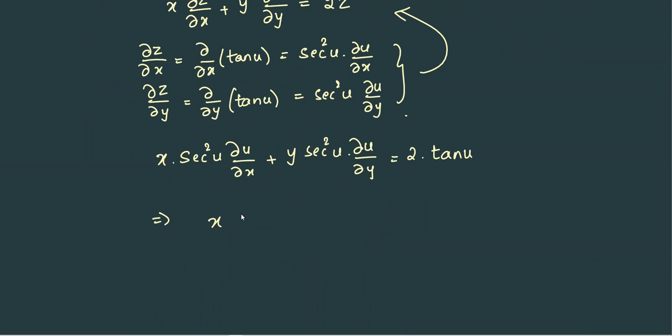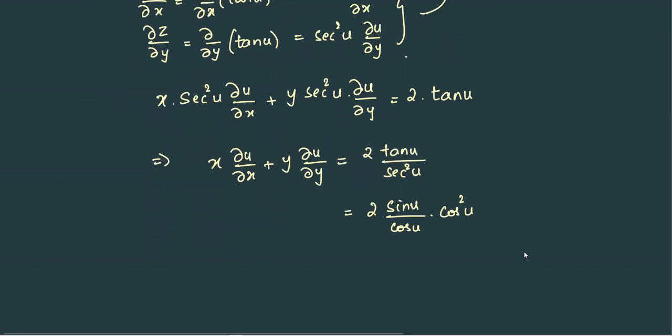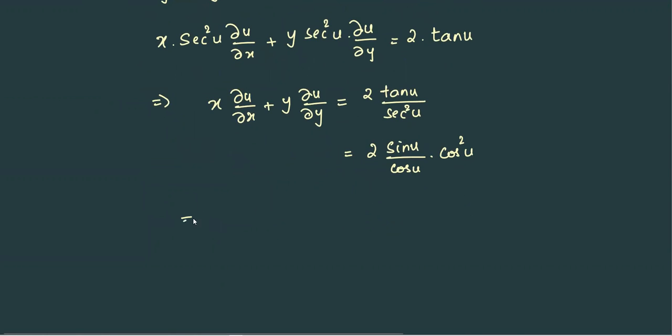So we get x ∂u/∂x + y ∂u/∂y = 2 tan u / sec² u. So this is 2 sin u / cos u times 1/sec² u, which can be written as cos² u. So we get 2 sin u cos u. So from there we get x ∂u/∂x + y ∂u/∂y = sin 2u.